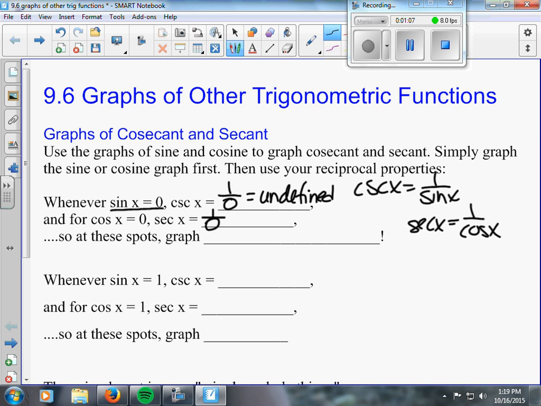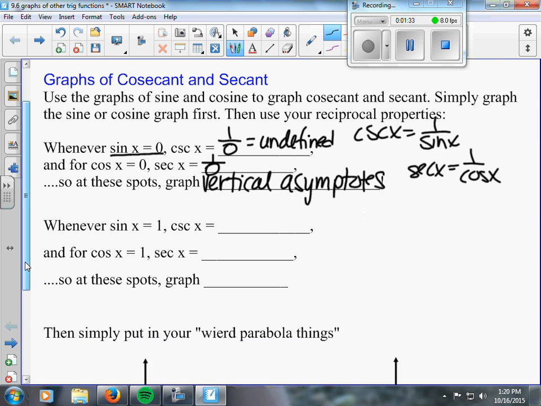So graphically, what happens when your numerator is non-zero and your denominator is 0? I don't know if you remember this, but from rational functions, whenever your denominator equaled 0 but your numerator did not, we had vertical asymptotes there. Vertical asymptotes. And so we're going to graph those.